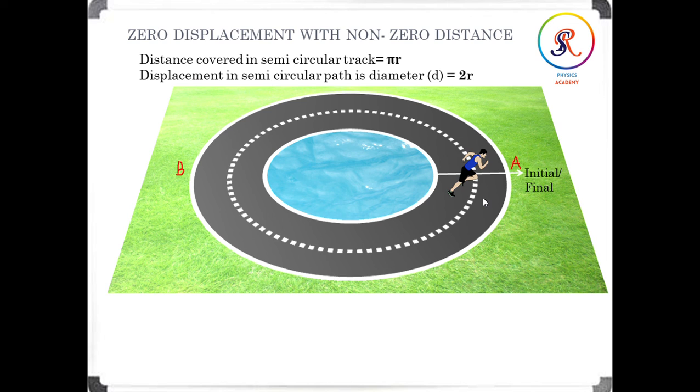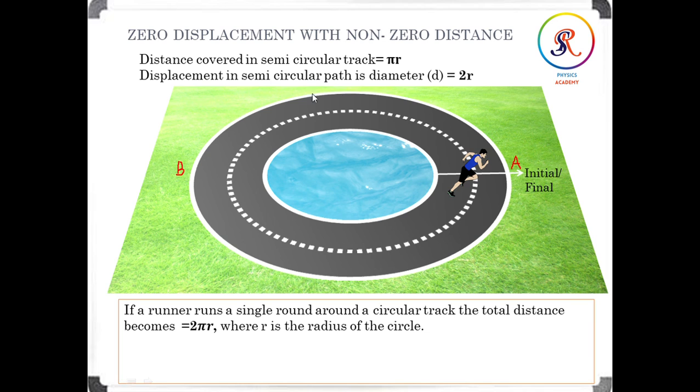Next is the second case. In this second case we covered the full circle, where the initial point and the final point are the same. If a runner runs a single round around a circular track, the total distance becomes 2 pi r. When it is a half, the distance covered in a semicircle is pi r. But for the full circle, we get the distance 2 pi r, where r is the radius of the circle.